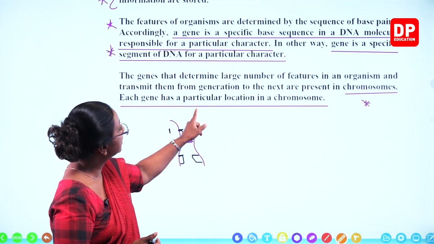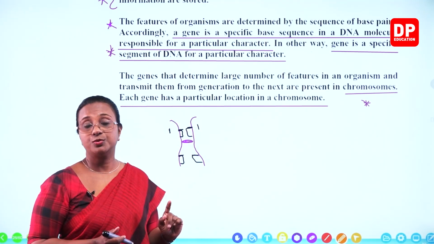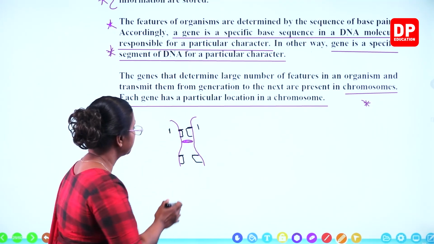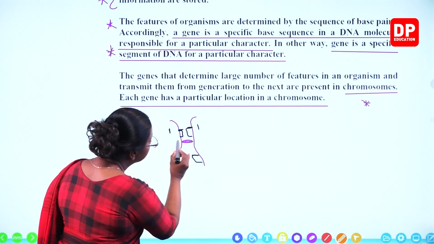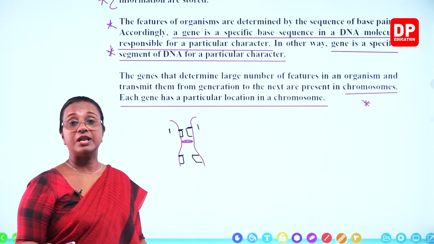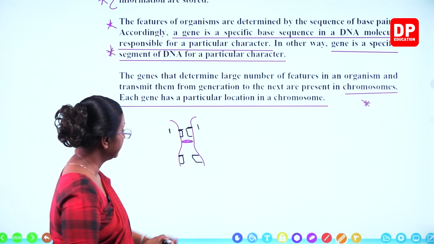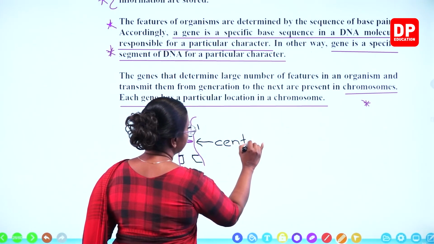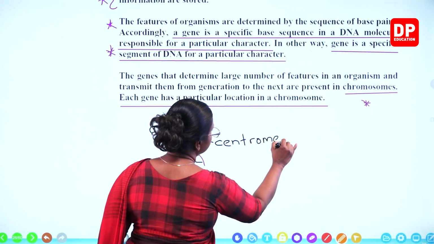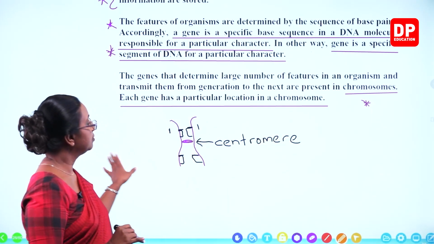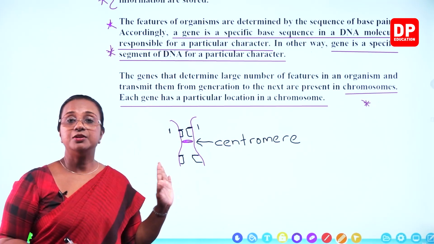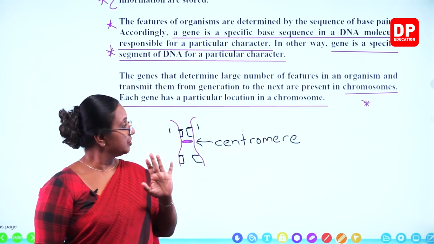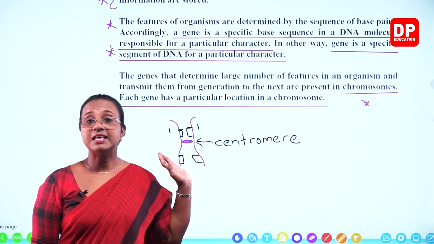Each gene has a particular location in a chromosome. Is that clear? When we have a pair of chromosomes, the component that connects both chromosomes is known as a centromere. We will be discussing that again also. This is known as a centromere. Those are the components that you need to understand. Is that clear to you? I'm sure you can understand up to here.